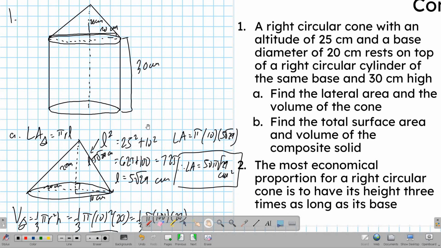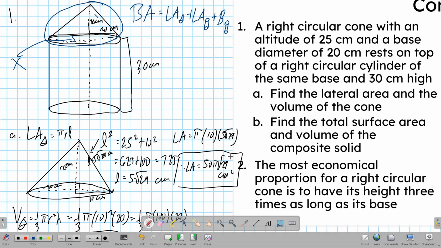Let's move up again. For the total surface area, I'm going to use the color blue. The total surface area of this solid is the lateral area of our cone, and then the lateral area of the cylinder, plus just one base of the cylinder. Why is it not just the total surface area of the cone plus the total surface area of the cylinder? Because this circle is not part of the surface, so we remove that. It's only the lateral area of the cone, the lateral area of the cylinder, and one base of our cylinder.